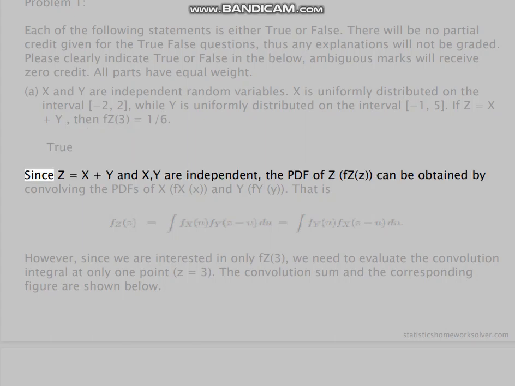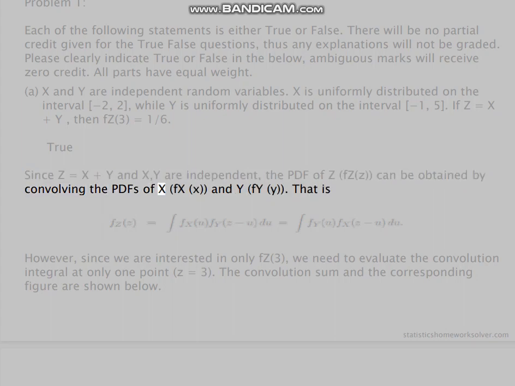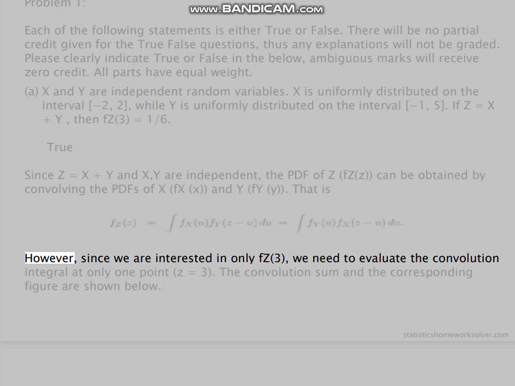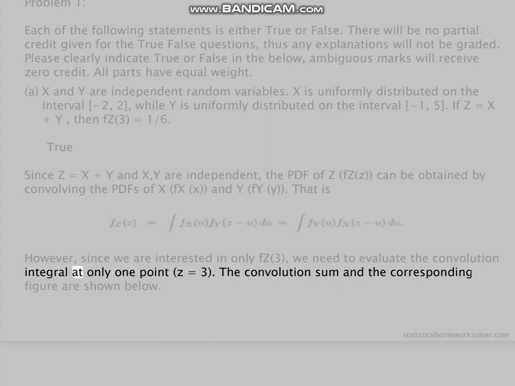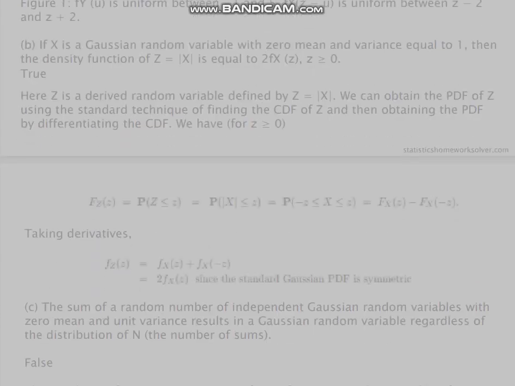True. Since Z equals X plus Y and X, Y are independent, the PDF of Z, f_Z, can be obtained by convolving the PDFs of X, f_X, and Y, f_Y. However, since we are interested in only f_Z(3), we need to evaluate the convolution integral at only one point, z equals 3. The convolution sum and the corresponding figure are shown below. Figure 1. f_Y(u) is uniform between -1 and 5. f_X(z minus u) is uniform between z minus 2 and z plus 2.